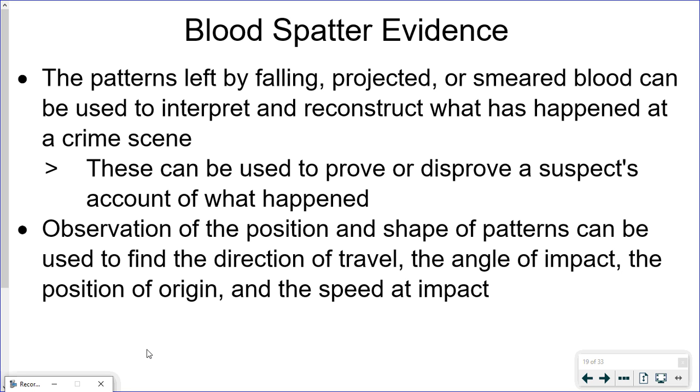of what happened, because we can trace back where blood drops came from, what caused those blood drops to form, things like that. Observation of the position and shape of patterns can be used to find the direction of travel, angle of impact, position of origin, and the speed of impact. Yet again, all to help recreate the crime.